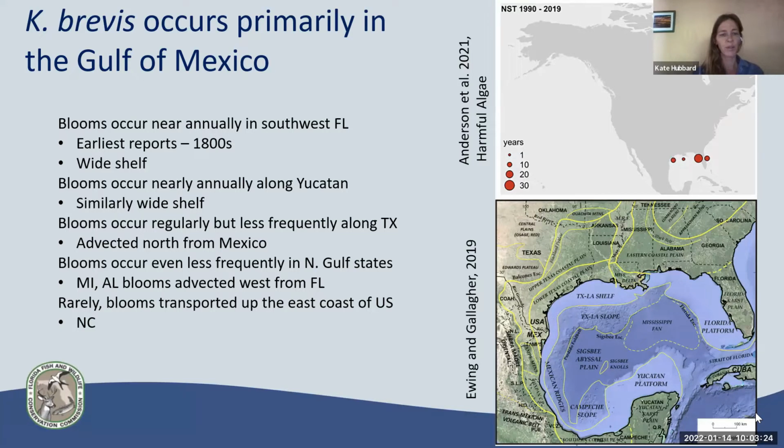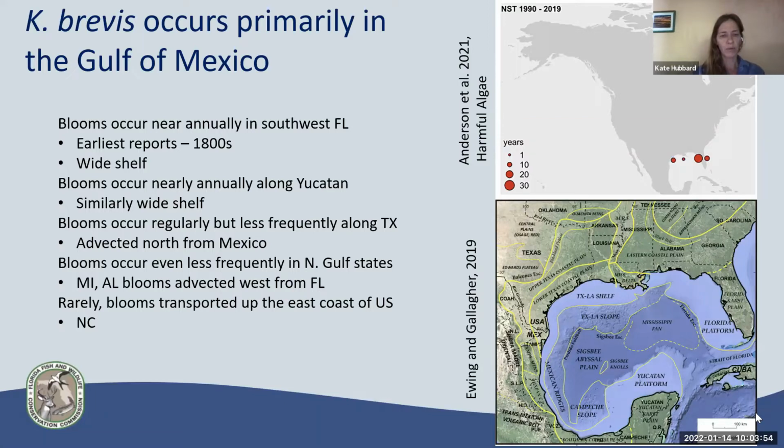And so those reports were really in Florida, started in the early 1800s. And from those reports, they describe really severe blooms interspersed with fairly regular blooms. And that's fairly similar to what we're seeing today. One of the reasons that we see blooms in Southwest Florida is because we have a nice wide shelf. And so that really helps with that process of moving cells from offshore to onshore and also retaining them.